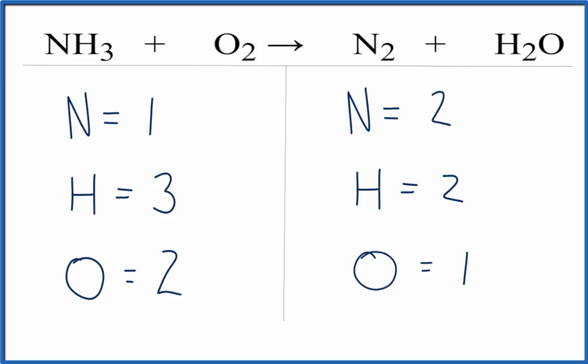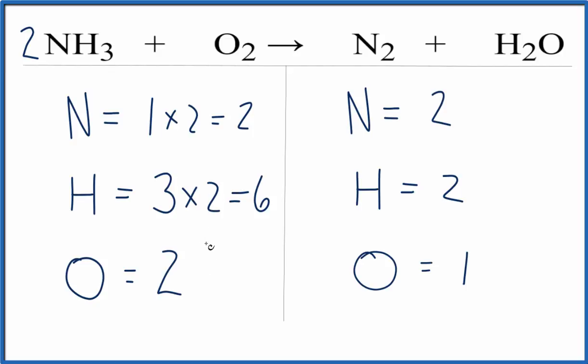Why don't we try to fix the nitrogens first? Why don't we put a 2 in front of the NH3? So 1 times 2, that'll give us 2, and then 3 times 2, that'll give us 6. So our nitrogens are fine. We have oxygens and hydrogens.